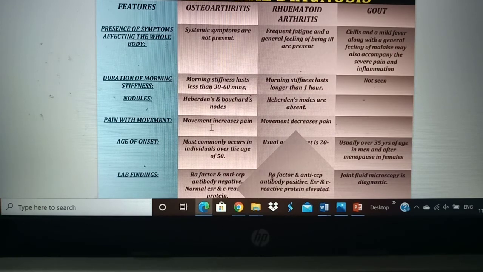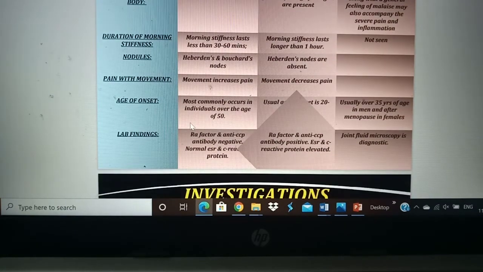Then movement increases the pain in osteoarthritis. See, one differentiating factor: in rheumatoid arthritis, when a person keeps moving their joints, it decreases the pain over a period of time. Whereas in osteoarthritis, any movement will exacerbate or increase the pain. In gout, there is no change in the pain.